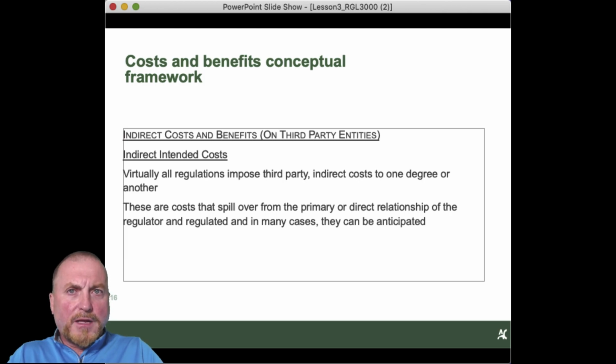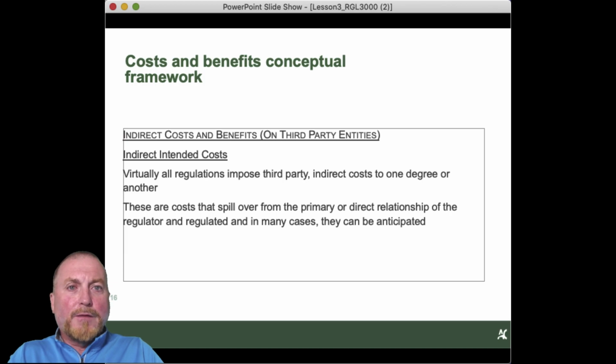Now, indirect costs and benefits on third-party entities. Indirect intended costs. Yes, there are indirect intended costs, okay? Virtually all regulations impose third-party indirect costs to one degree or another. These are costs that spill over from the primary direct relations of the regulator and regulated, and in many cases they can be anticipated.